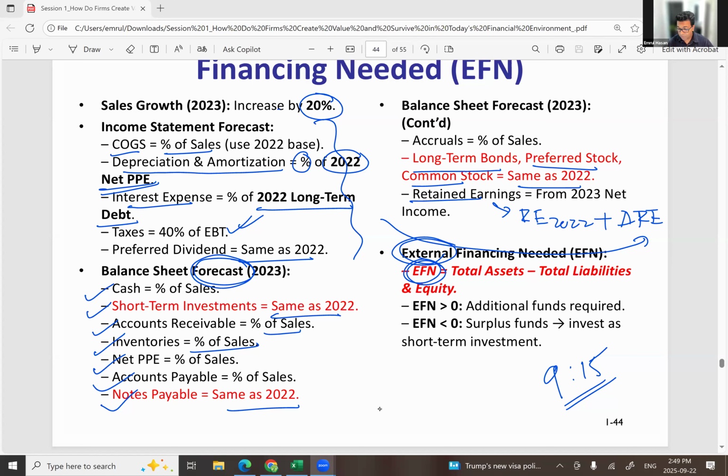Notes payable, we're going to keep the same. I'll explain why. Accruals, which is basically salaries, expenses, and all the other things, are also percentage of sales. Any other kind of external funding, long-term bonds, preferred share, common share, we're going to keep the same. As you know, retained earnings is always last year plus net income of this year minus any dividends you pay. So if the question doesn't say anything about preferred share dividends or common share dividends, you keep it the same as last year or keep it zero. If the assumptions say nothing, it's better to keep it zero.